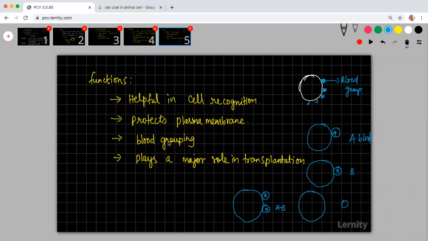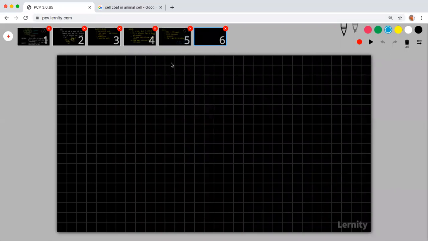Okay, so this is what is about cell coat. Cell coat will be unique for different people, so it will not have a fixed size. With this, we are completing the cell wall and the plasma membrane. Now we are going to get into the next internal part of the cell, which is called the endomembrane system.